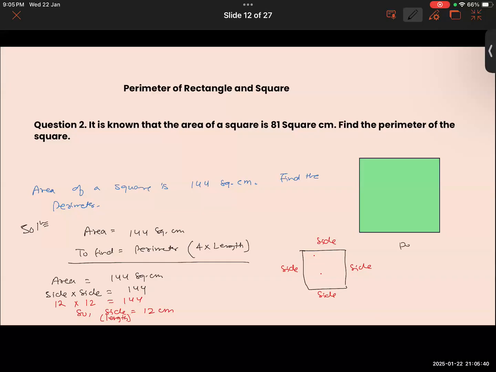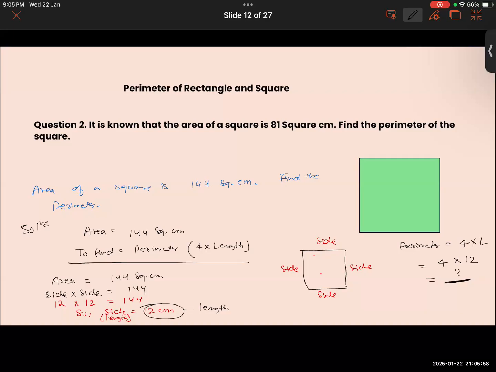Let me write it over here. That perimeter is equal to 4 times length. And length you have calculated to be 12 centimeter. Now, this is the length which we have found out, and we will multiply it with this. So 4 times 12 is equal to how much?